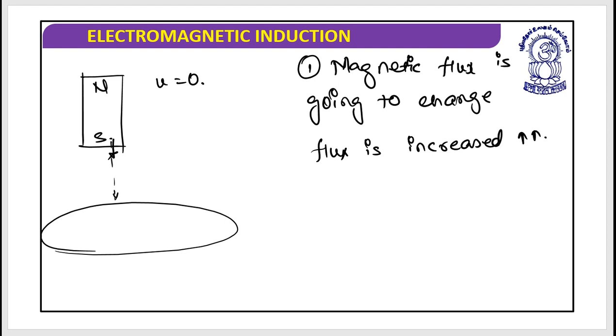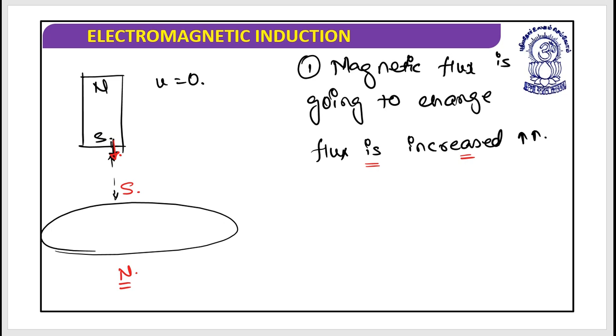Why is flux increased? Because south pole is moving towards this. So what you are supposed to do is form a magnet which will have a south pole on the upper side and north pole on the downward side. Why? Because you want that this magnet should not approach you, because flux is increased. I hope this is clear.